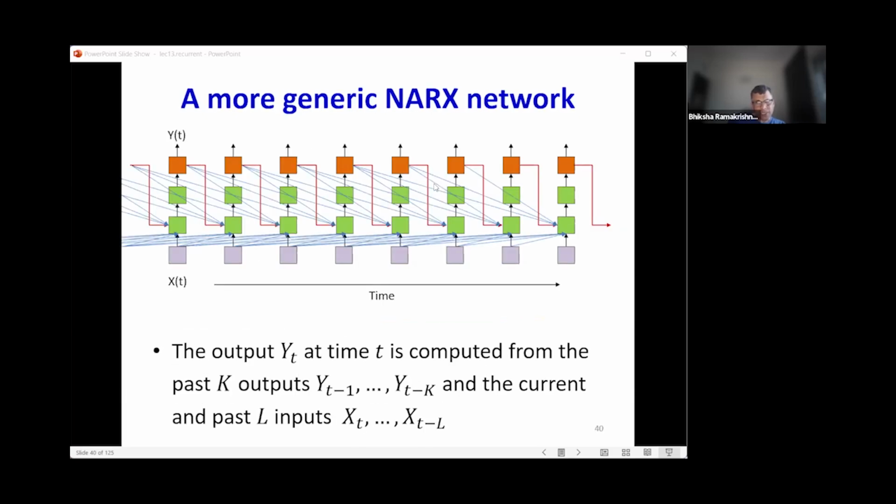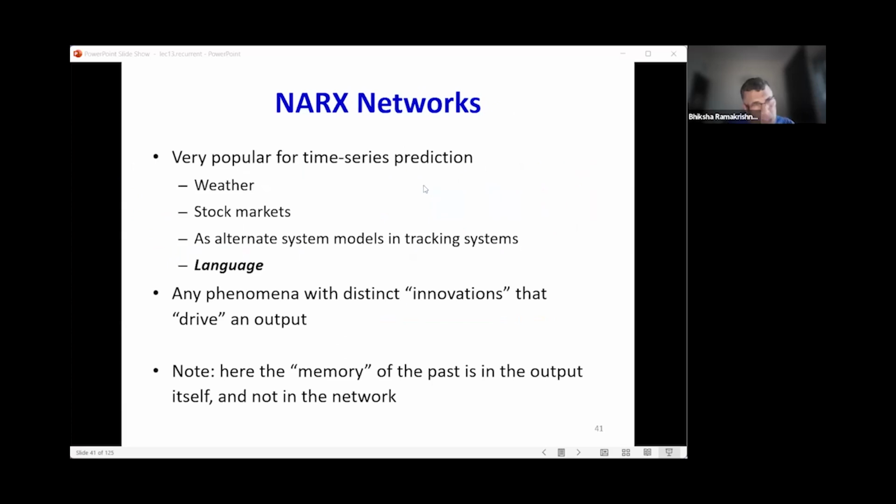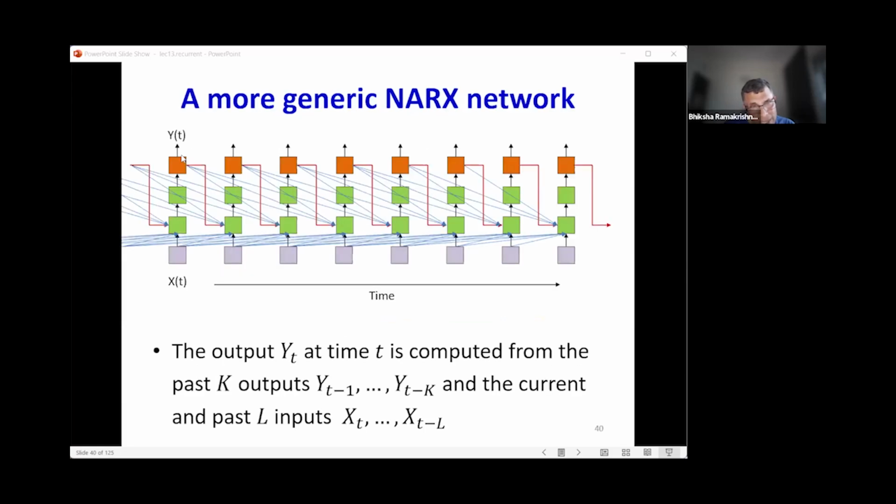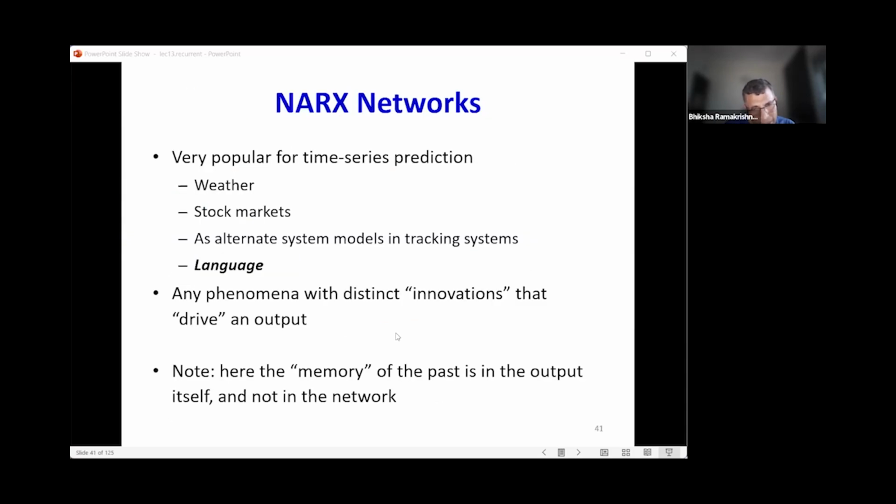So these NARX networks were historically very popular for time series prediction. They were used in predicting the weather, stock markets, in tracking systems, and in language. Basically, any phenomenon where you have some pattern and some additional inputs that modify this time series pattern. And the key here was that the memory of the past is in the output itself and not in the network.